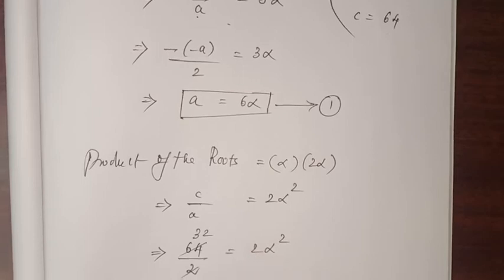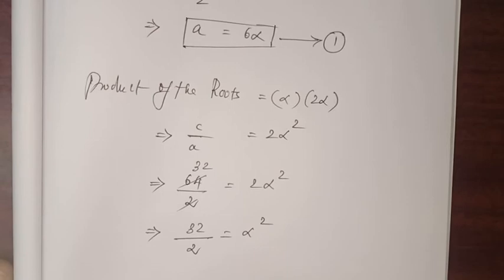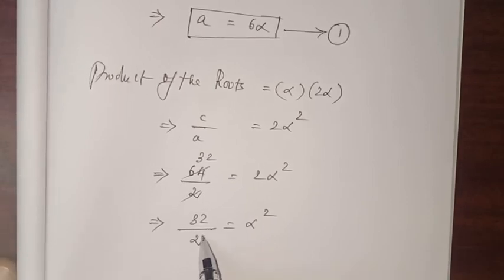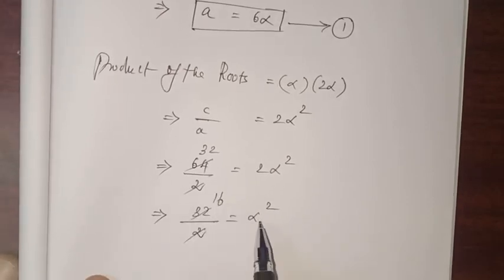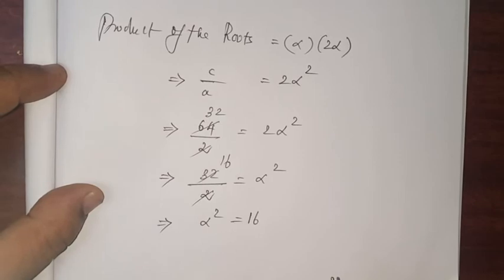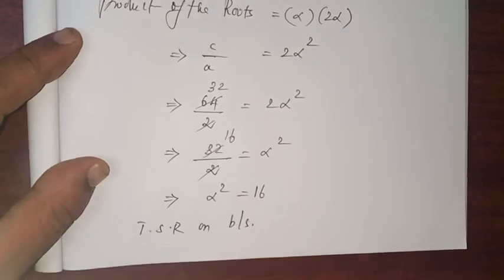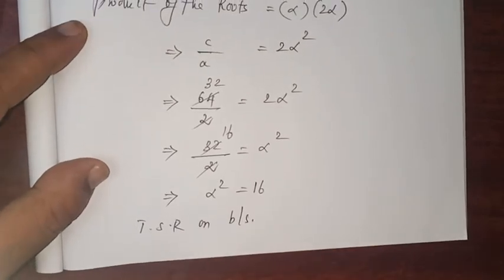Which implies 32 divided by 2 equals alpha square. Cancel by 2 table, how many times? 16. So alpha squared equals 16. Alright, here alpha squared equals 16. Now taking square root on both sides to find the values of alpha.